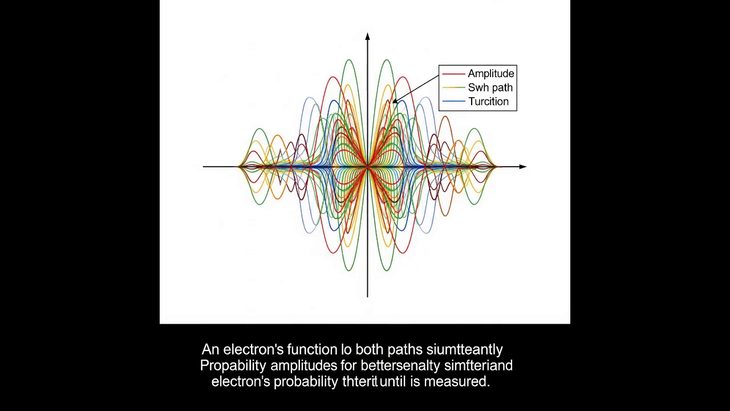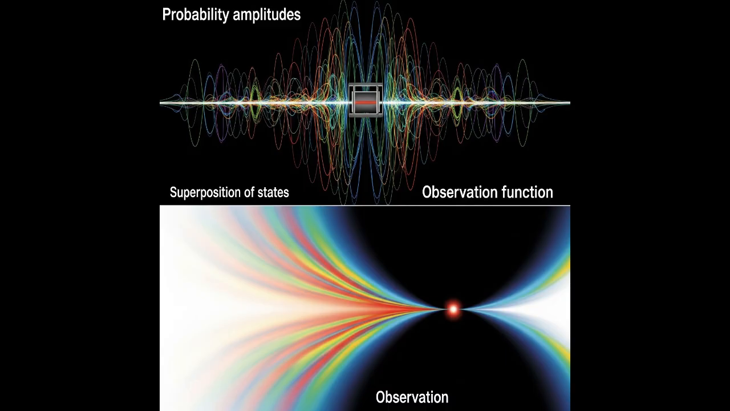Think of it this way. When an electron leaves the source, it doesn't just have a probability of going through slit A or slit B. It has a probability amplitude for both paths simultaneously. These amplitudes, like waves, interfere with each other. The interference pattern we see on the screen is the result of these probability amplitudes adding up or cancelling out for all possible paths an electron could take.